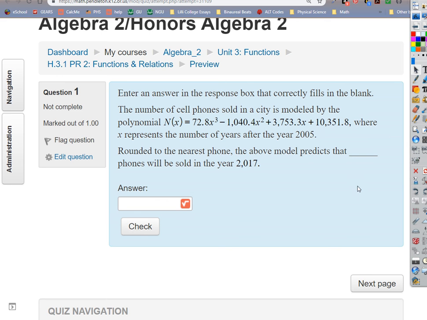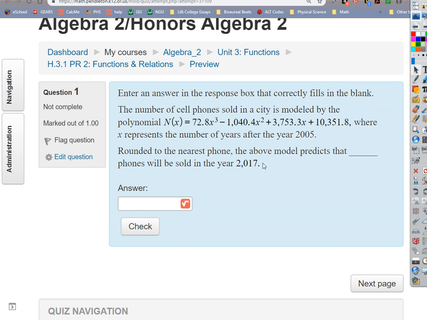We want to round to the nearest phone. We want to predict the number of phones that will be sold in the year 2017. A lot of times we want to use a model, sometimes even repetitively, using the same model over and over again. I used to do a lot of this with the TI-84s, but more and more I just use Desmos now. I'll eventually show you how to do this on the TI-84s as well, but for now, let's start with Desmos.